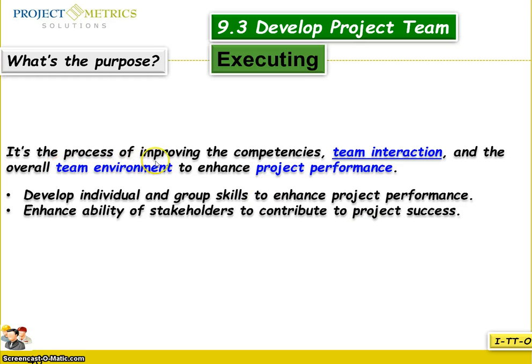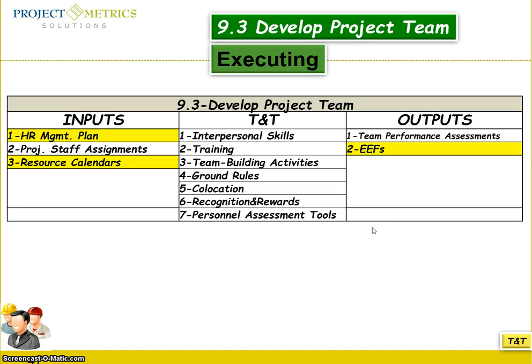What is the purpose of this process? Improving the competences, the team interaction, and the overall team environment to enhance the project performance. You are dealing with the human resources. You develop individual and group skills to enhance the project performance. You enhance the ability of stakeholders to contribute to project success. What are the inputs and outputs? You look at the inputs here, basically the human resource management plan, the project staff assignment, and the resource calendar. That's what you get. You get the team performance assessment.